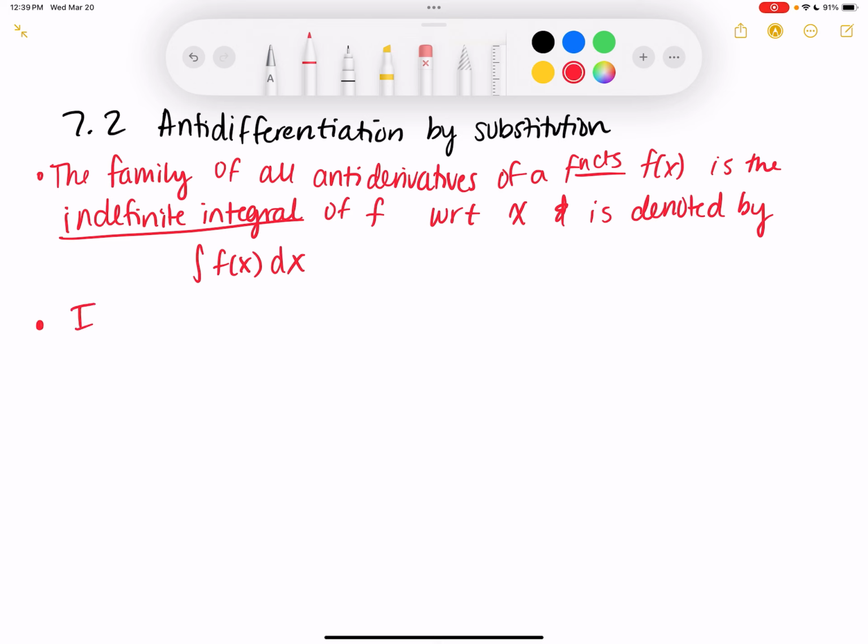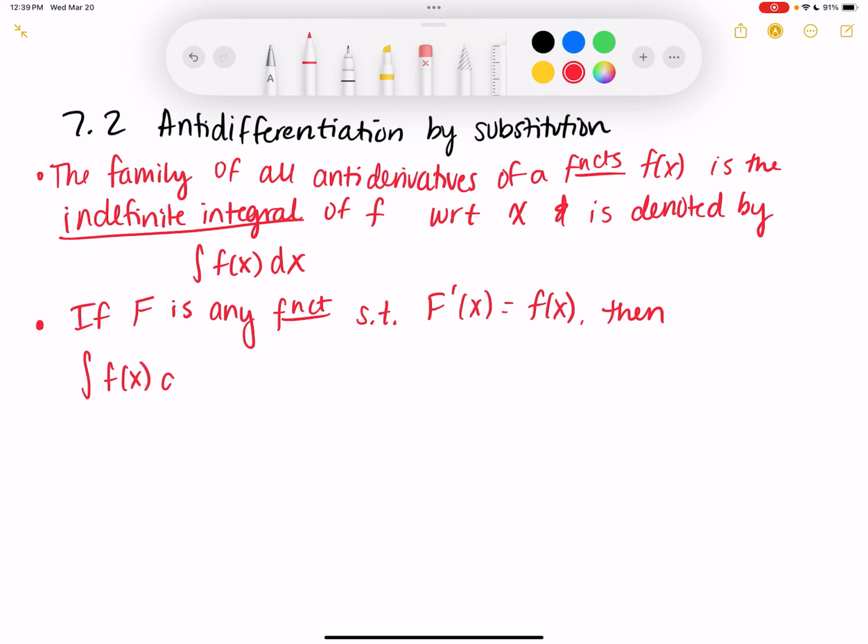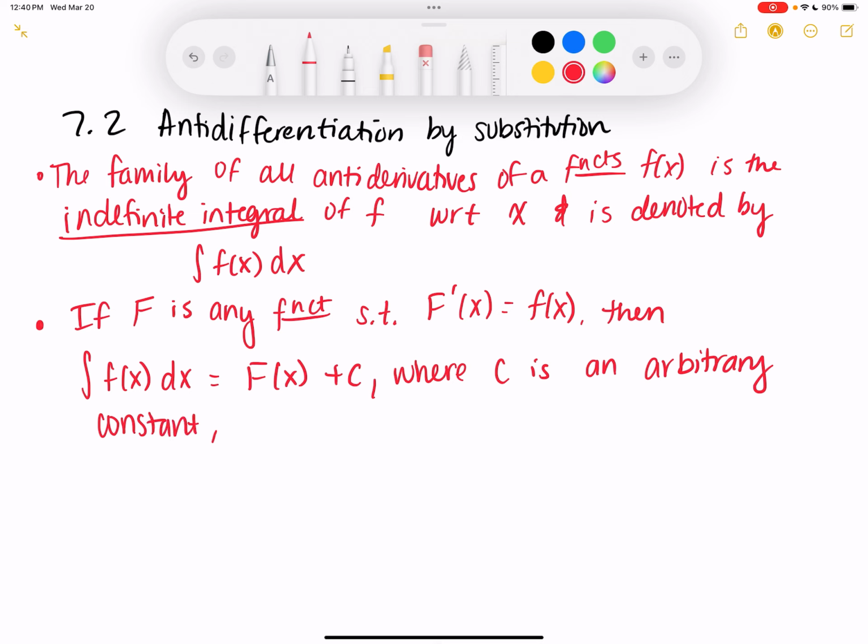If capital F is any function such that capital F prime of x is equal to little f of x, then the integral of little f of x dx is equal to big F of x plus c, where c is an arbitrary constant called the constant of integration.